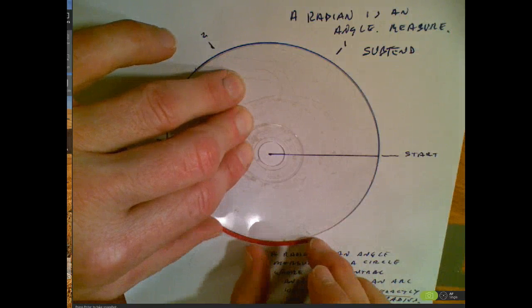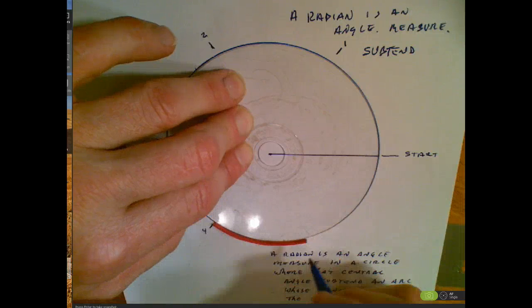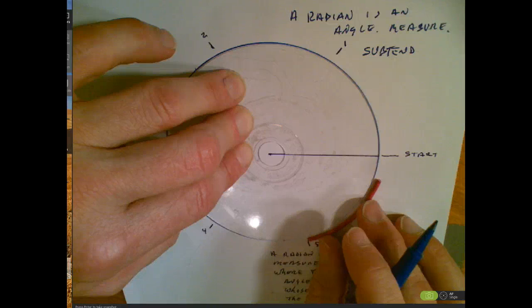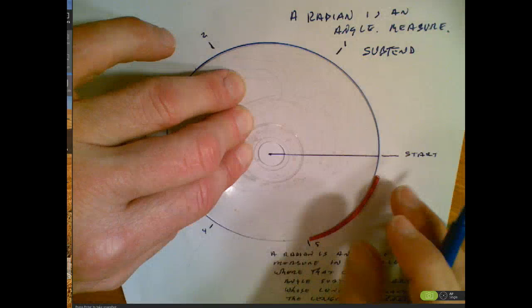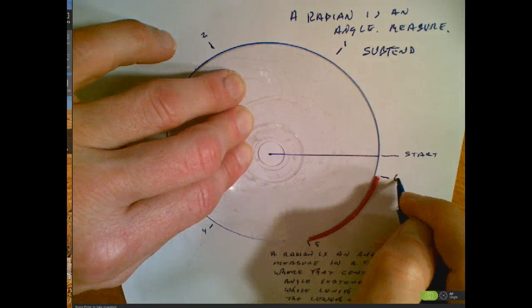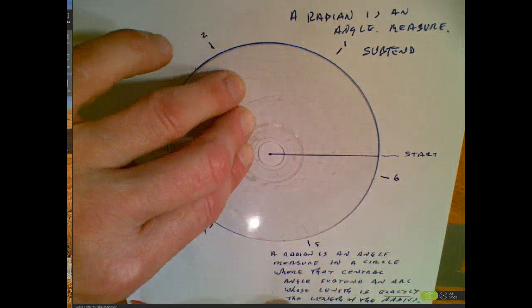Okay, so let's put this one more. We got number 5 here. And now number 6. Wait a second. We didn't make it back to the start, did we? Okay, we'll figure that out in a second. So we haven't made it back to the start, and there's 6 of them.